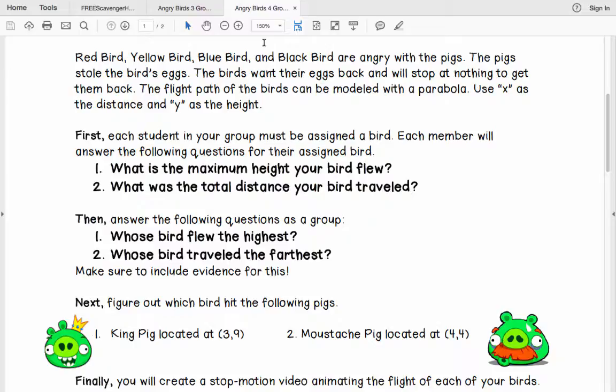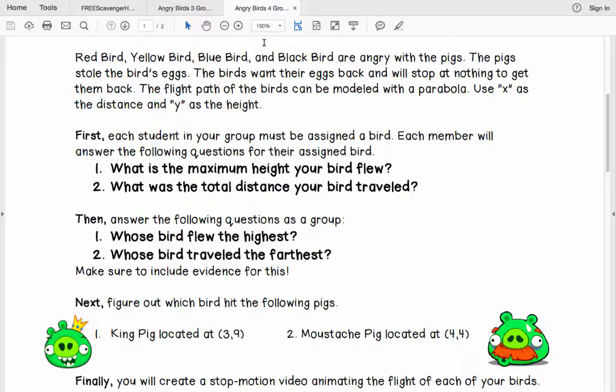There's space at the bottom of your page that has a few questions. You need to put your axis of symmetry in there. You need to put your intercepts in there. And then you also need to say whether or not the bird hit the pigs. And I will get to that in just a moment. I need to see all your calculations, so they need to be done neatly on your paper. And like I said, this part is you doing this individually.